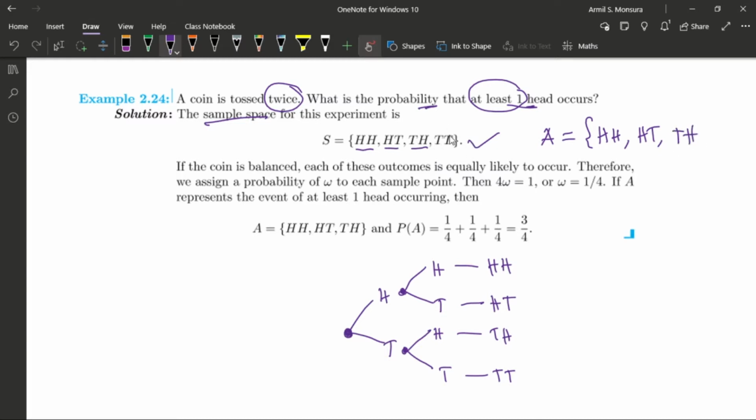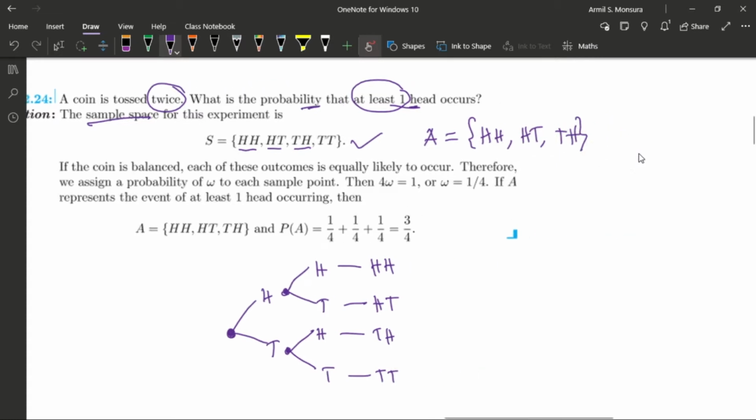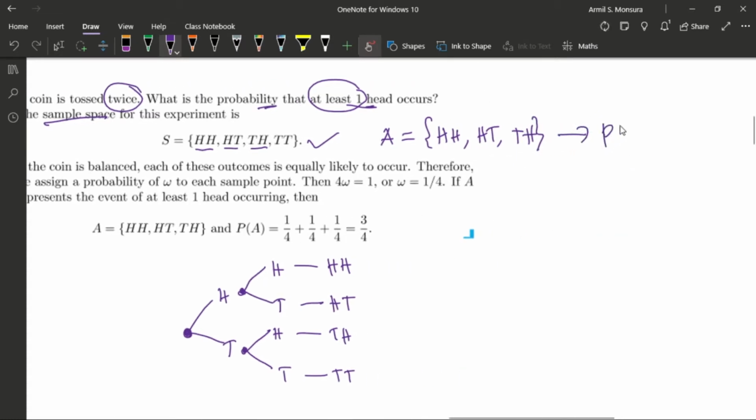Pero yung pang-apat, hindi natin isasama kasi walang head na nangyari dyan. So, this is the event A now that we are looking for. Okay? That we are trying to find. Ngayon, ang kailangan natin dyan is yung probability of A occurring. Okay? So, ang tanong ngayon is ano yung probability na yan? Masasagot natin yung probability na yan if we know the probability of head-head.